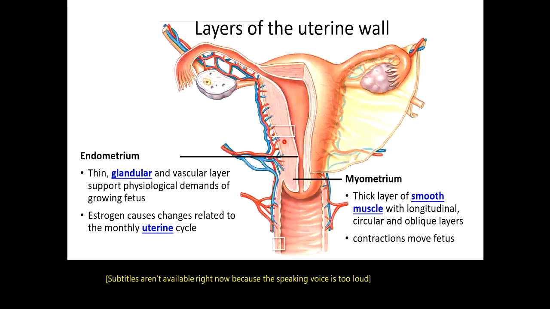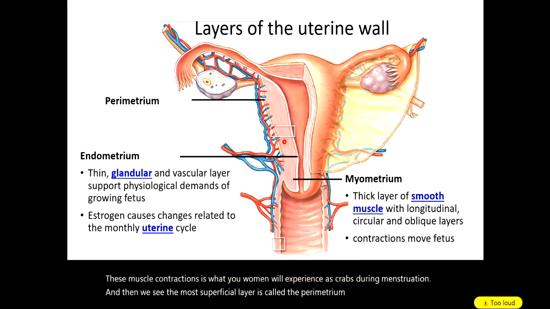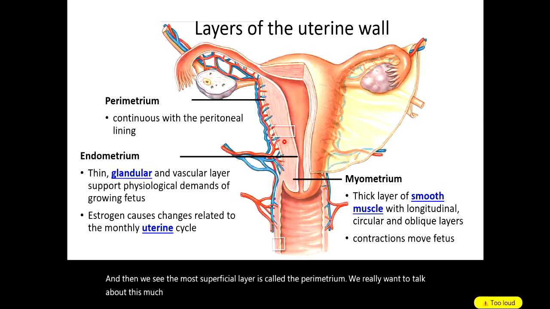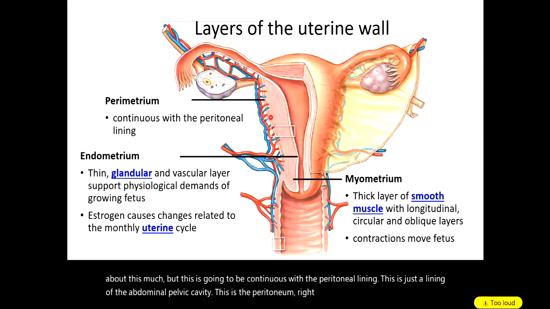Then the most superficial layer is called the perimetrium. We really won't talk about this much, but this is continuous with the peritoneal lining. This is just the lining of the abdominopelvic cavity, the peritoneum. So there are 3 distinct layers.